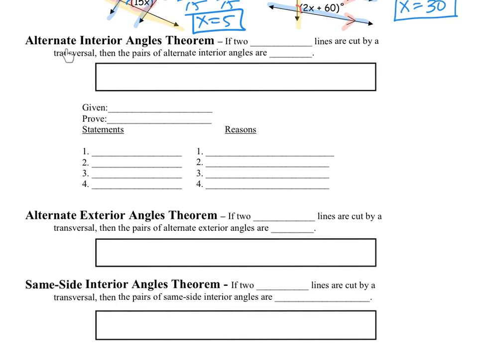And here's what the alternate interior angles theorem says. If two parallel lines, and that's important, we're assuming that we have lines that are parallel, are cut by a transversal, then the pairs of alternate interior angles are going to be congruent. All right? So here's how we'll write that theorem in shorthand.